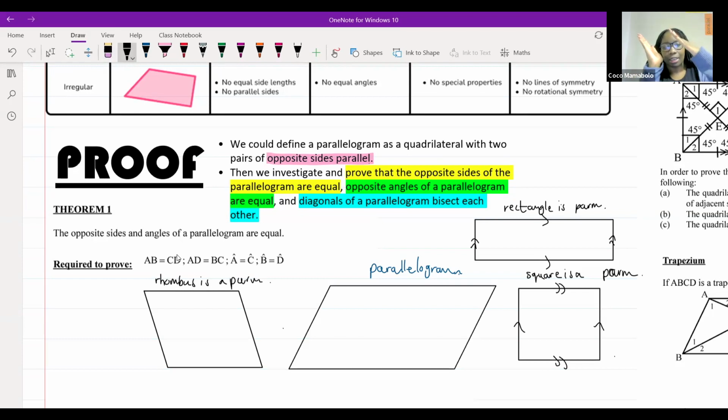So when ma'am says we're dealing with parallelograms, I'm not just talking about this rectangle that slants a little bit. It could be a rhombus. It could be a rectangle. It could be a square. All of those things are parallelograms, but we need to be very careful, guys.